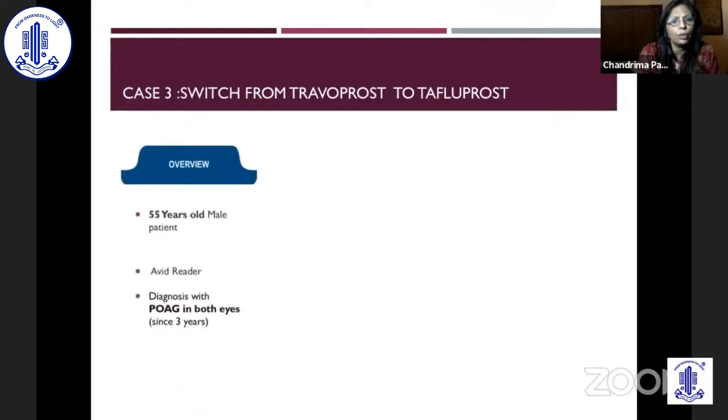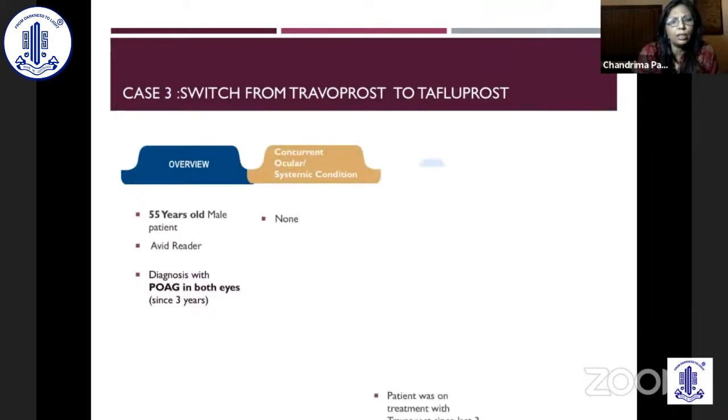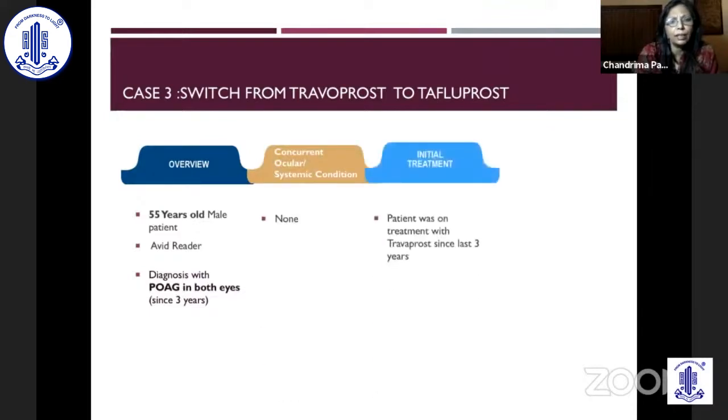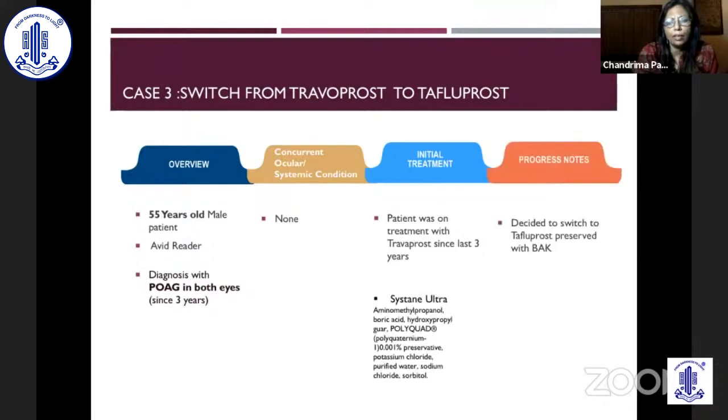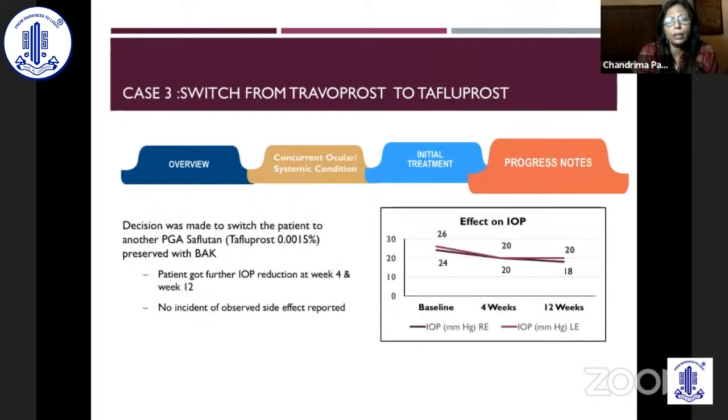So a 55-year-old male patient, an avid reader, with a diagnosis of primary open-angle glaucoma in both eyes since 3 years. Nothing significant in the systemic conditions. Initial treatment: the patient was on treatment with travoprost for the last 3 years and was also using Systane Ultra, that's the tear substitute with Polyquad as the preservative. We decided to switch to tafluprost preserved with BAK, and the decision was made to switch to Saflotin.